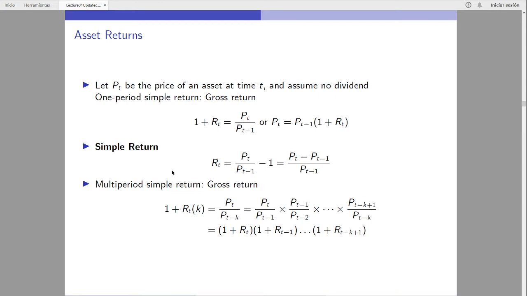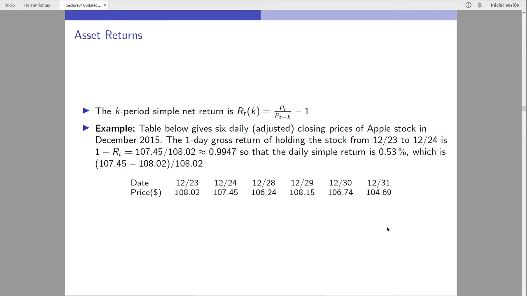If you're working with a simple return over multiple periods, we're going to use this equality over here, in which the return rate after k periods of time is the price measured at time t divided by the price measured k steps before. So we multiply and divide by all these intermediate prices, and then apply this cool and nice equality here, so we get this really nice product. You may be wondering why this is going to be so useful. Well, we'll get to that. For now, let's see an example.